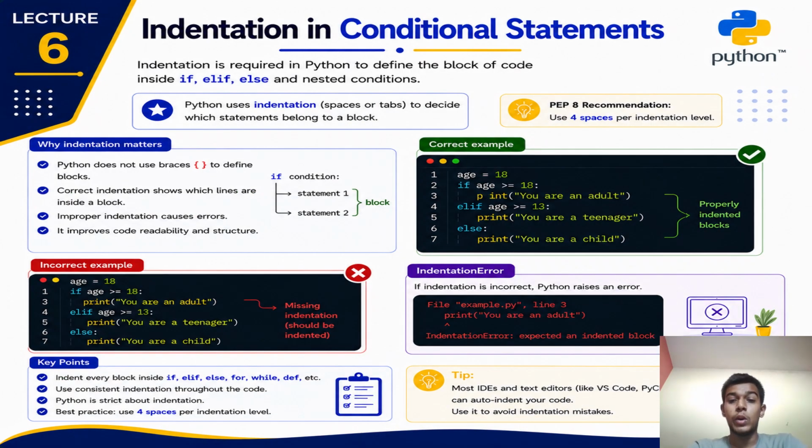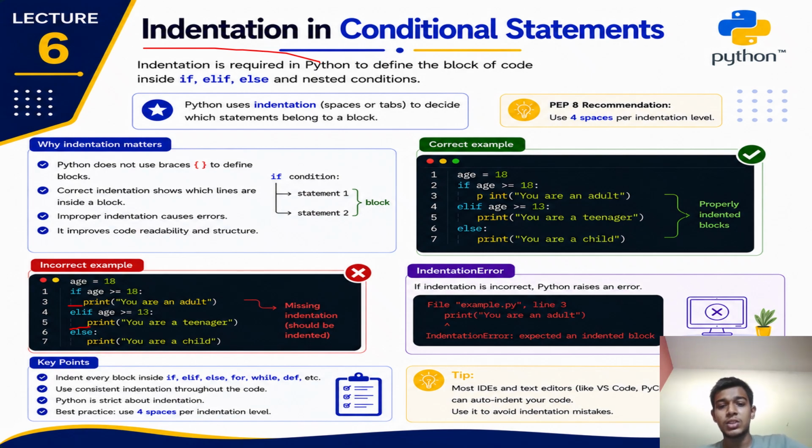Now let's talk about one of the most important rules in Python programming, and that is indentation. I already told you about indentation. Now let's learn about it in brief. Many programming languages use curly braces to define a block of code, but Python is different. Python uses indentation, which means spaces or tabs. You can see here a tab space. This is called indentation.